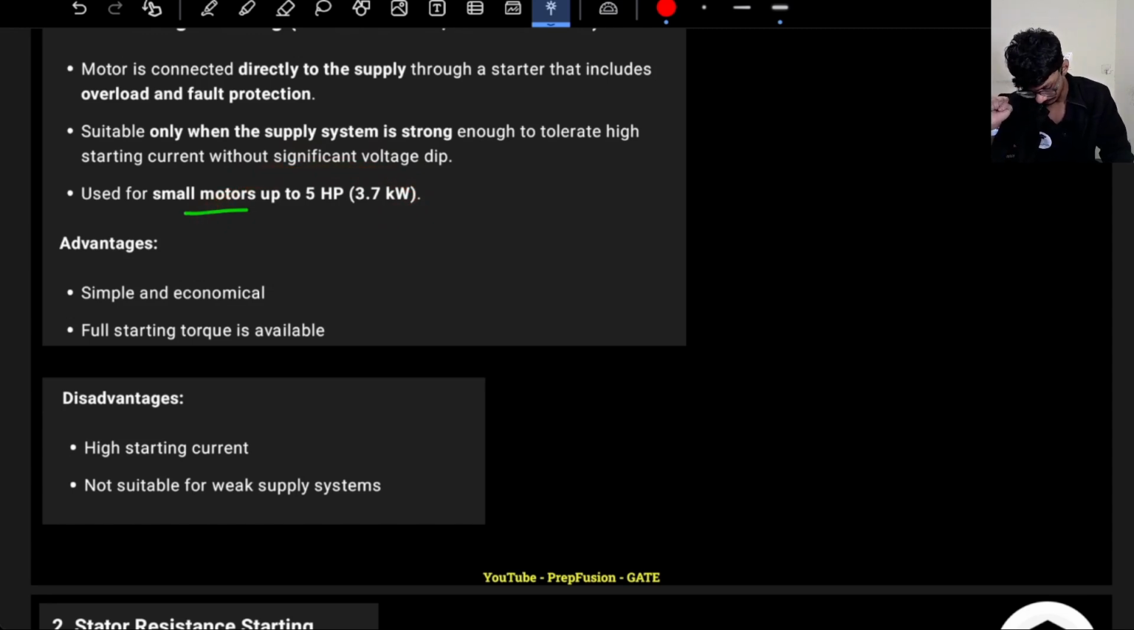We will discuss about that. Okay, so what is the advantage? It's simple and economical. We don't have to add any extra circuitry. That's why it is simple, and we don't have to bear any extra cost. And full load starting torque is available.